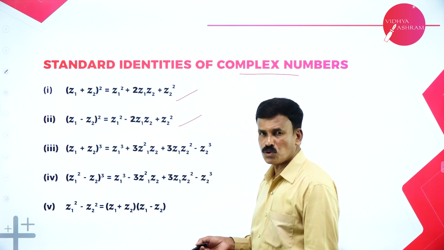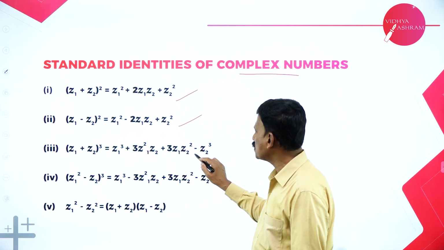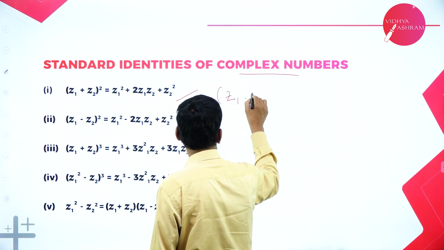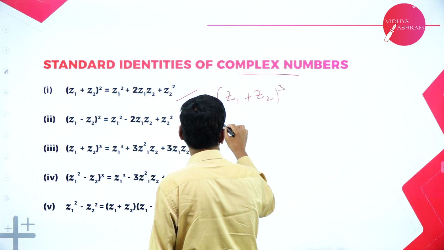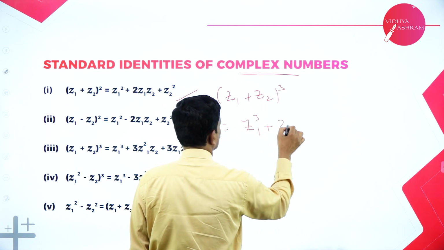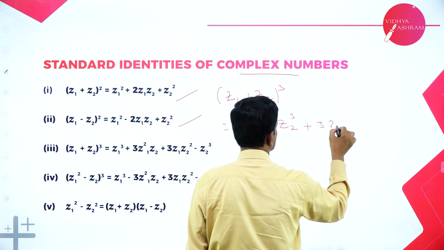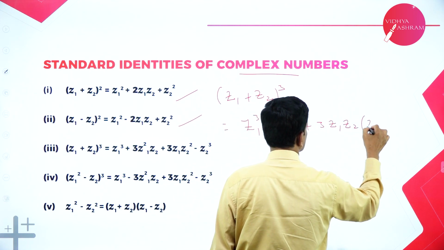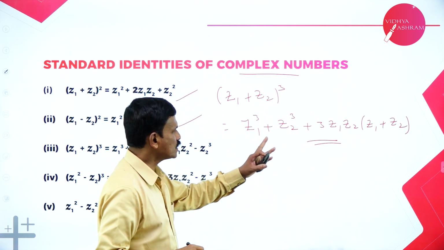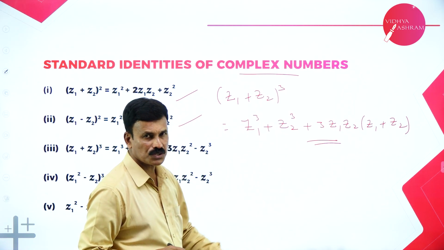(z1 plus z2) whole cube is nothing but z1 cube plus 3 z1 square into z2 plus 3 z1 into z2 whole square plus z2 cube. Suppose it is like this: (z1 plus z2) whole cube. This can be written as z1 cube plus z2 cube plus 3 z1 into z2 times (z1 plus z2). So this is 3 z1 square into z2 plus 3 z1 into z2 square.